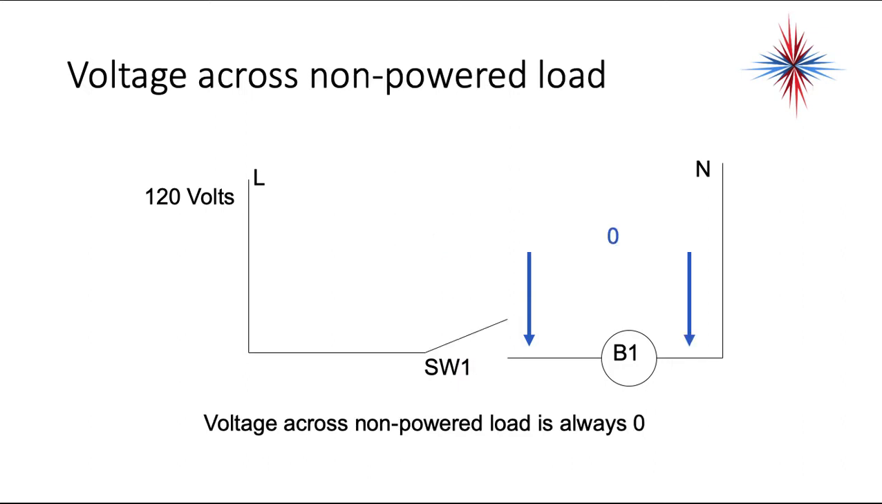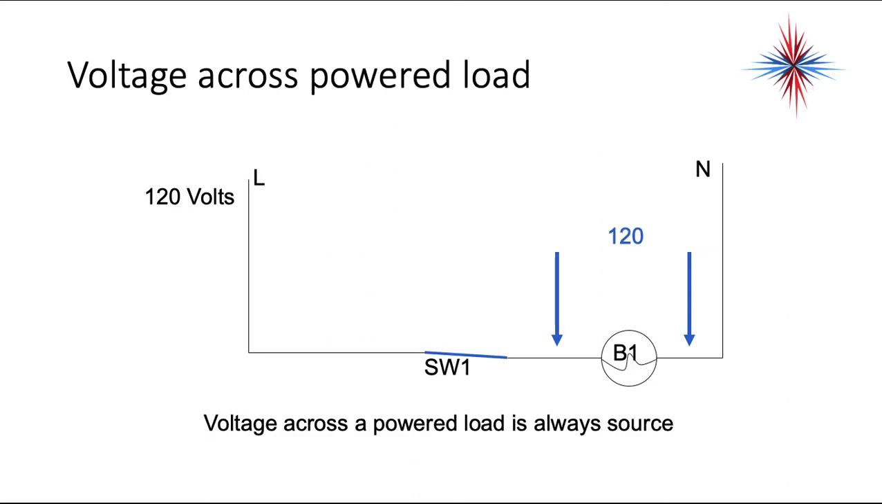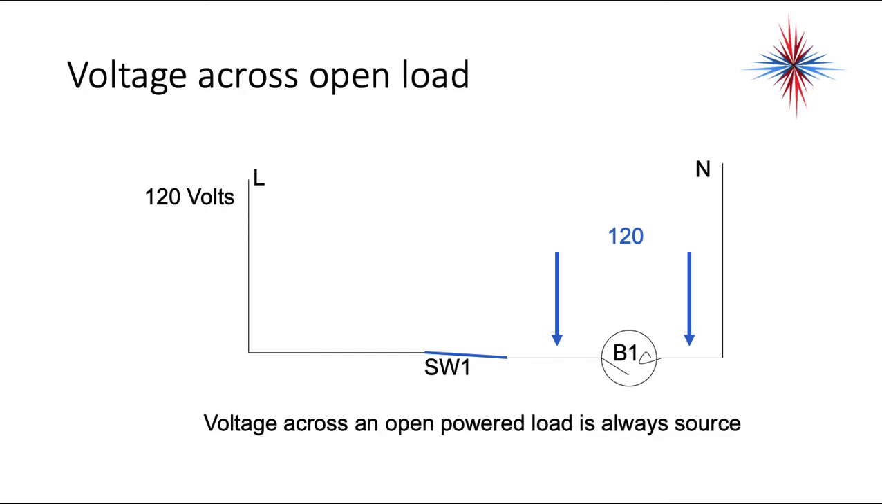Voltage across a non-powered load is always 0. Notice the leads are on each side of the load, but the switch is open, so it's a non-powered load. Voltage across a powered load is always source. Voltage across an open powered load is always source because that broken winding, in this case a light bulb, the broken filament, acts as an open switch.